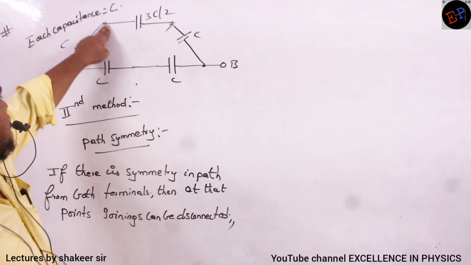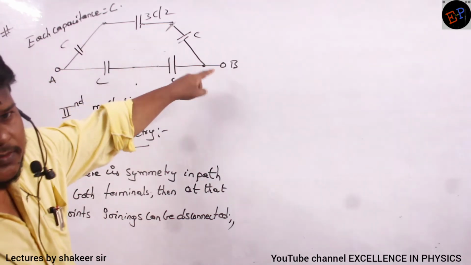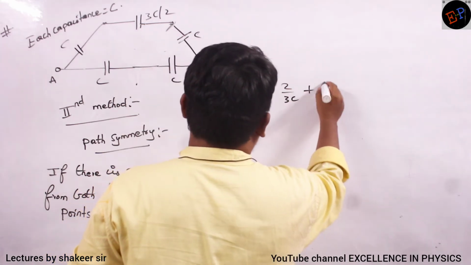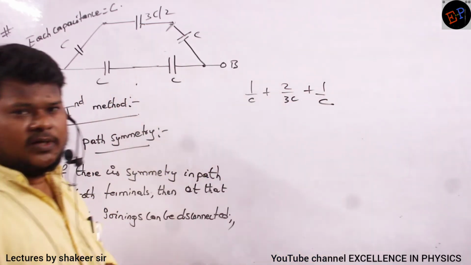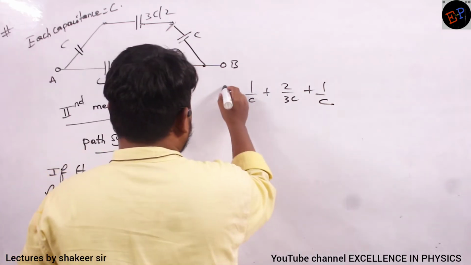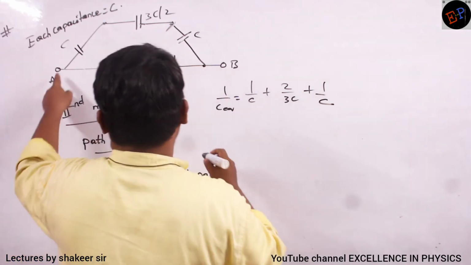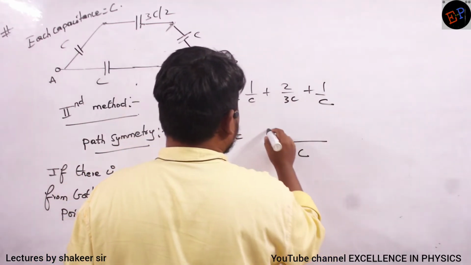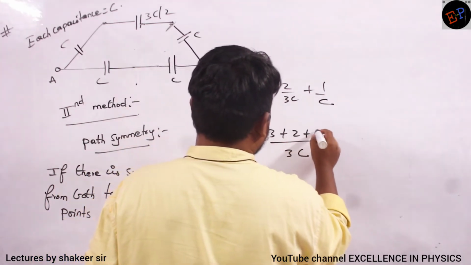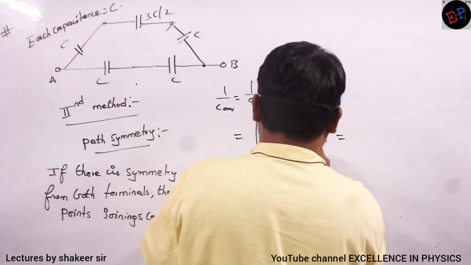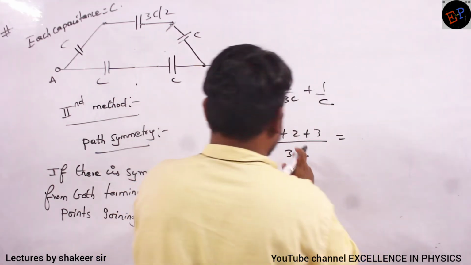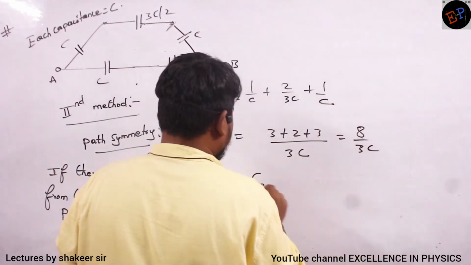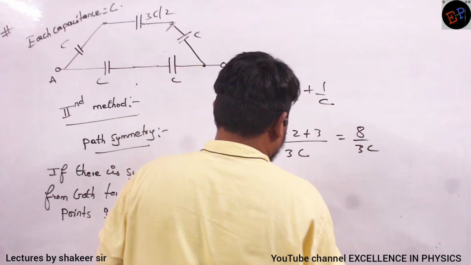Now 3C by 2, C and C, they are in series connection. So therefore add both of them. So 1 by C plus 2 by 3C plus 1 by C. I have to add reciprocals only, no? Clear, no? So this is equal to 1 by C equivalent of this branch. So therefore if you solve this one, LCM I will take 3C. So 3 plus 2 plus 3. So how much it is? 5, 8. 8 by 3C. So therefore C equivalent is how much? 3C by 8. Okay, ma?